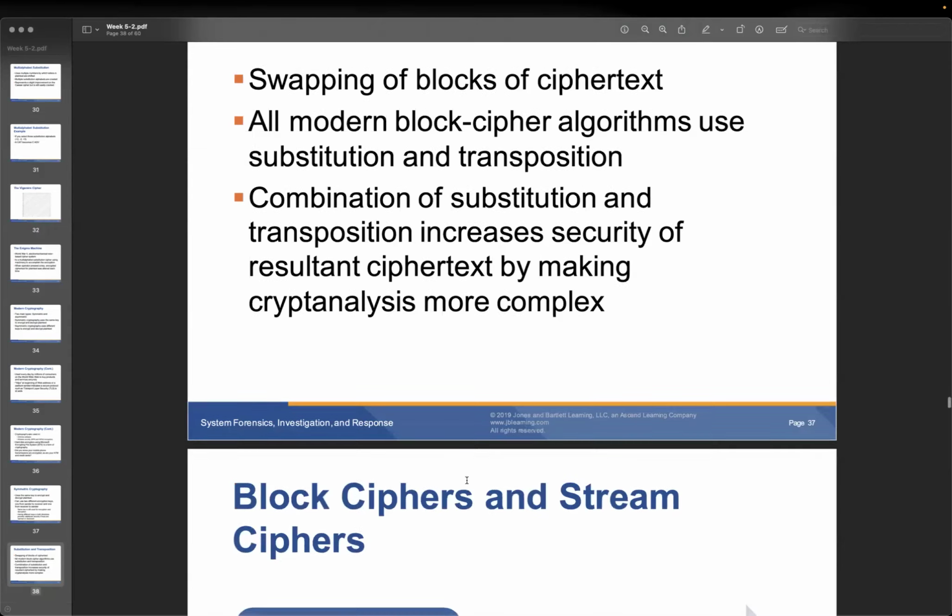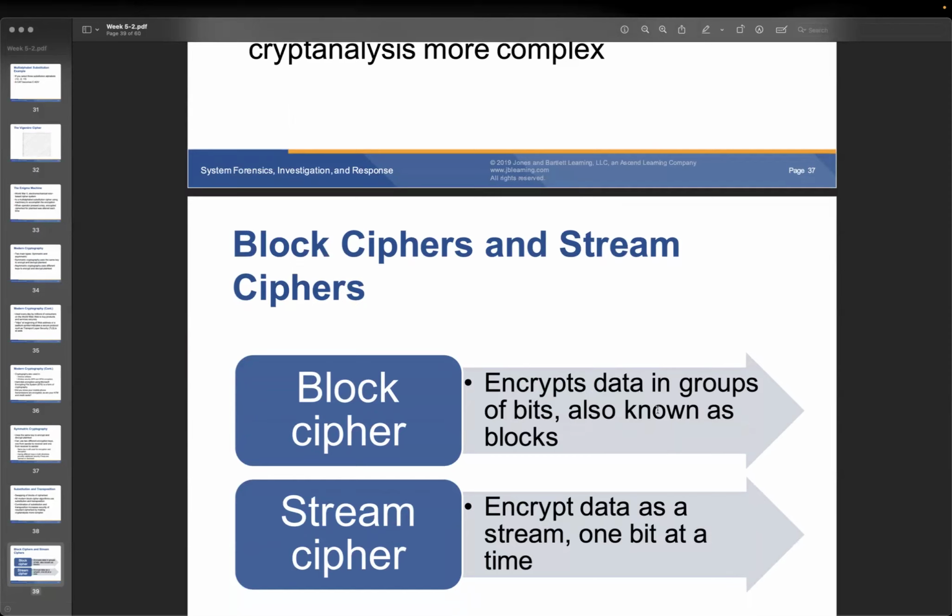And for block ciphers and stream ciphers, we encrypt the data in groups of bits, which we call a block. If we encrypt the data as a stream, one bit at a time, we call it a stream cipher. So we have two different cipher types.